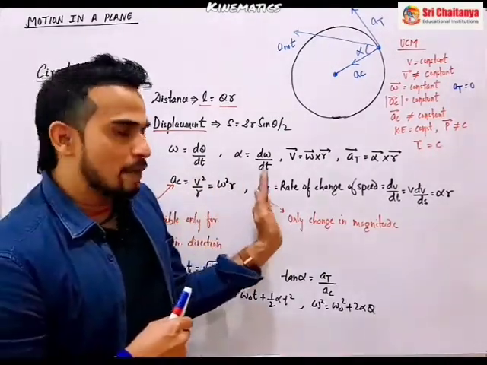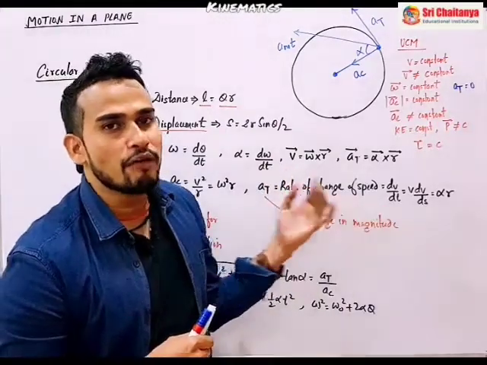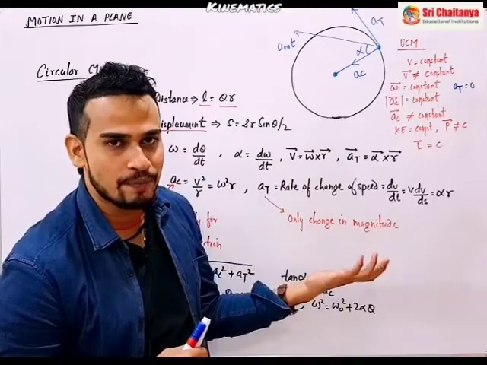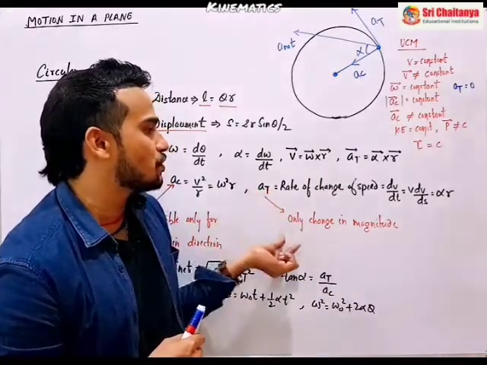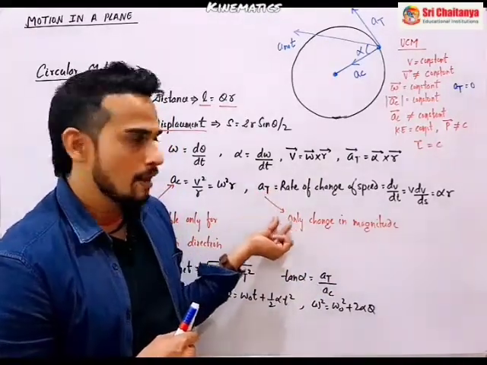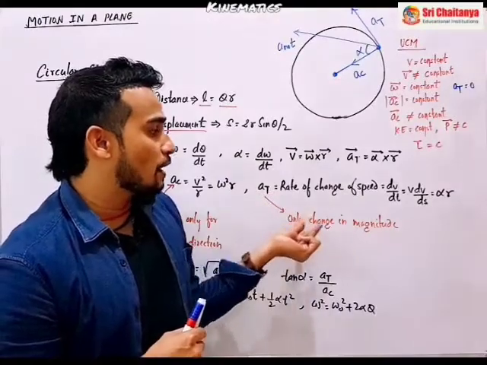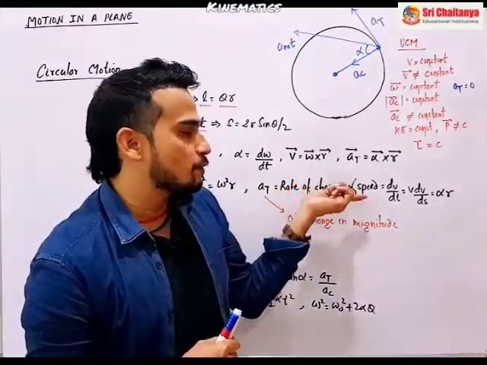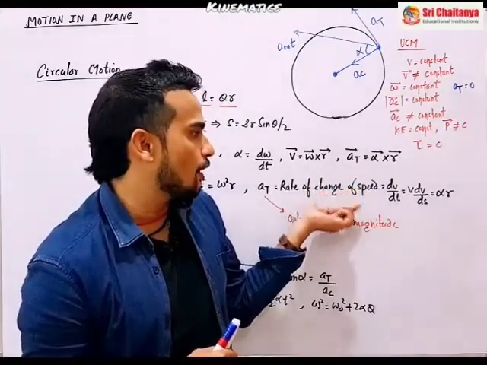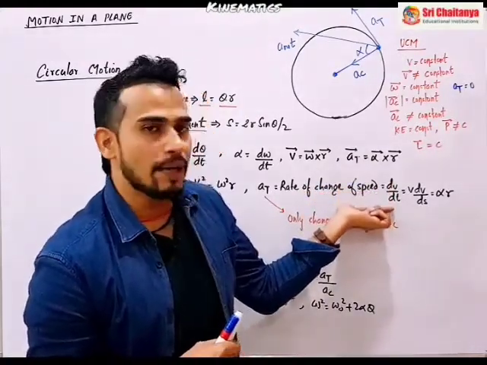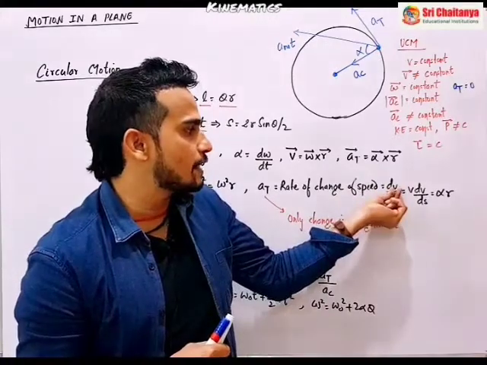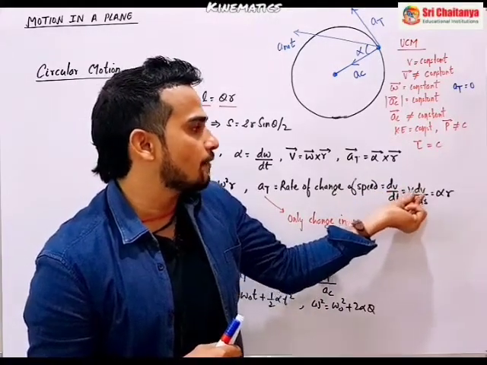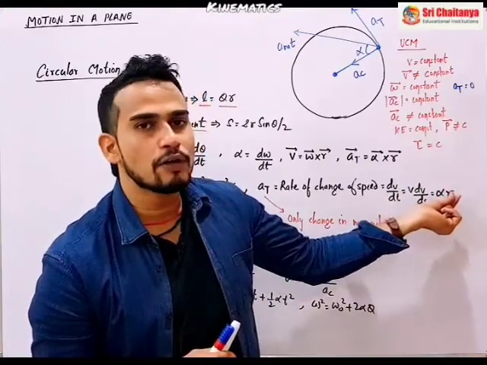Another acceleration will be responsible for change in magnitude of velocity. Magnitude of velocity means change in speed. That is your tangential acceleration At. So At will be responsible only for change in magnitude. So At will also be equal to the rate of change of speed. It is changing the magnitude, so that will also be equal to dv by dt. That is, we are differentiating speed. Rate of change of speed means differentiation dv by dt, or we can say v dv by ds, or that will also be equal to alpha into r.